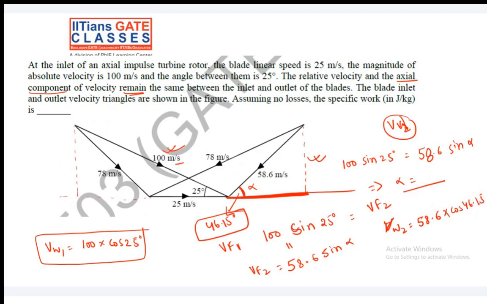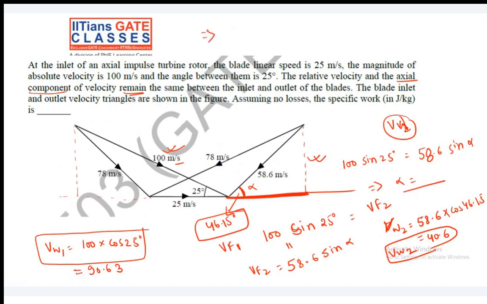Cos 46.15 multiplied by 58.6. So this value is 40.6. This value is 40.6. So I know VW2, I know VW1. What is this value? 100 cos 25. This value is 90.63, right? 90.63. So what is the final result now?